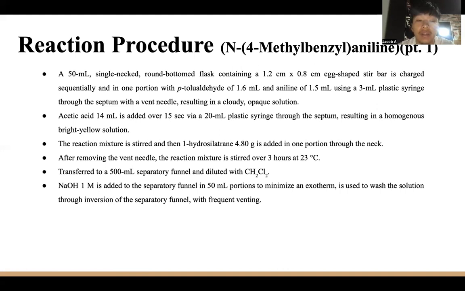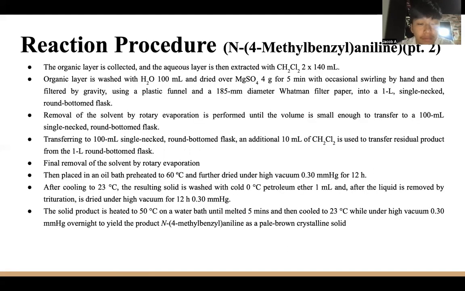transferred to a 500 milliliter separatory funnel and diluted with CH2Cl2. NaOH, 1 molar, is added to the separatory funnel in 50 milliliter portions to minimize an exotherm and is used to wash the solution through inversion of the separatory funnel with frequent venting. We then collect the organic layer, and the aqueous layer is extracted with CH2Cl2. We do this twice, each time with 140 milliliters.